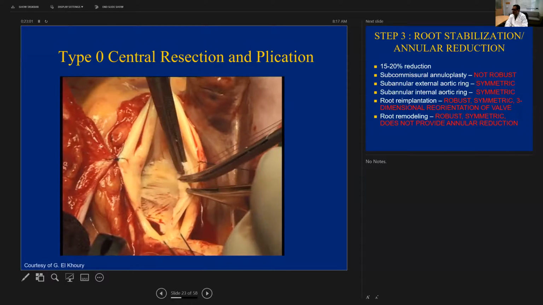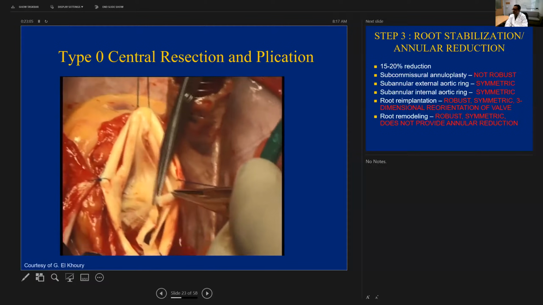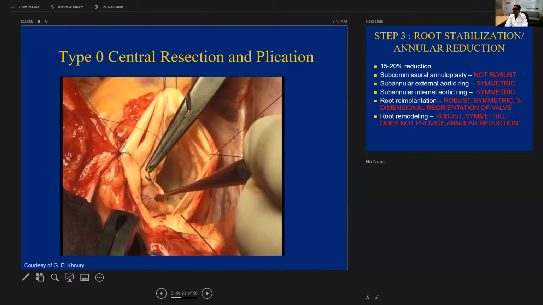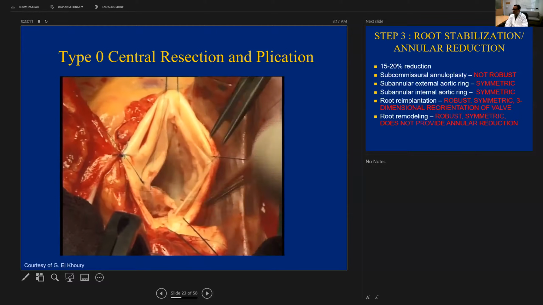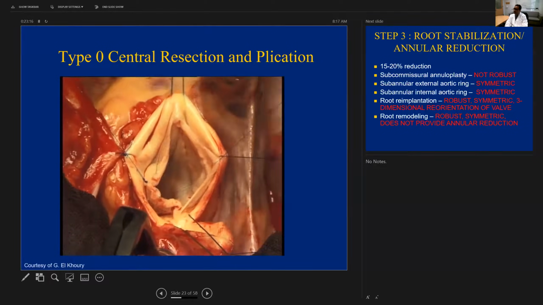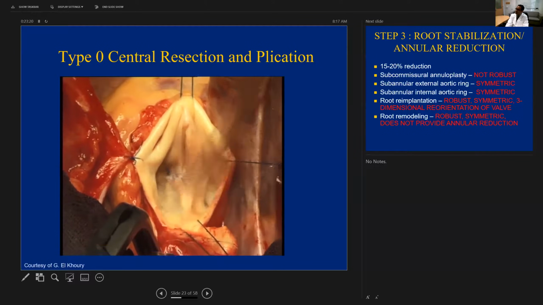And typically, valves like this, we can actually resect the portion that's prolapsed and primarily reoppose with Prolene sutures. Once we do that, you can achieve pretty good coaptation.